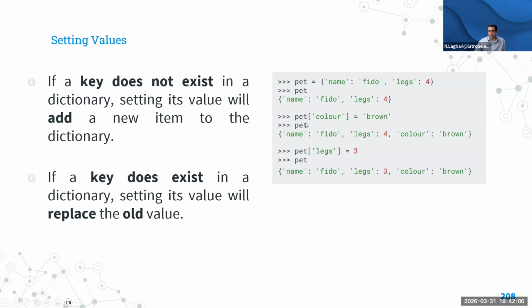So we say that pet color equals brown. The color was not there, and once we have executed this command and we want to print pet, it prints color brown has been added. So if we want to change the value of legs to 3, so now poor Fido has got 3 legs. So you see that legs are now 3. We can amend the values the way we were using indices with the list. Here we are using keys.